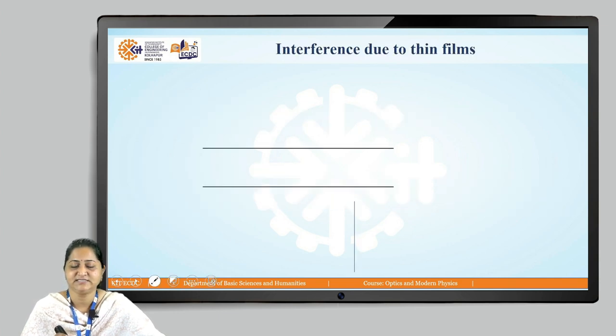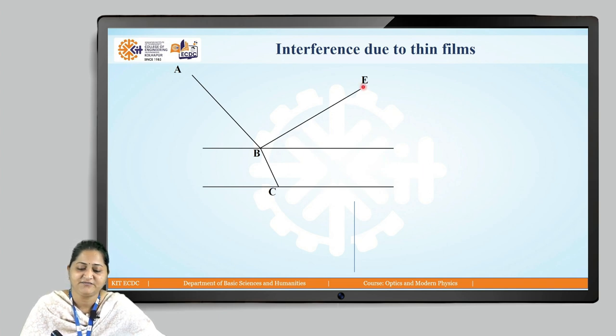So consider this is the thin film. The thin film has thickness, say small t. The refractive index of this thin film is, say, mu. Now these are the two boundaries or two surfaces of this thin film. When a ray AB is incident on this thin film, what happens? It gets partially reflected and partially refracted. So the ray gets reflected along BE and it gets refracted along BC.